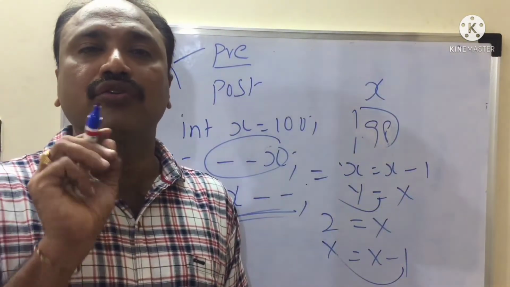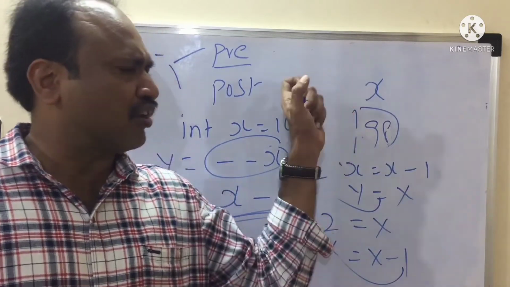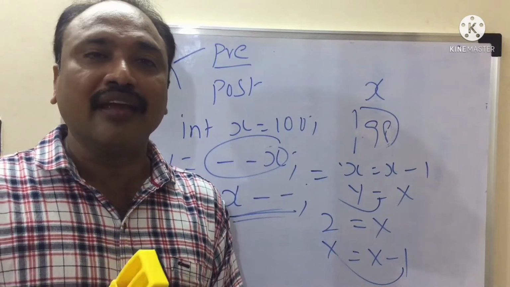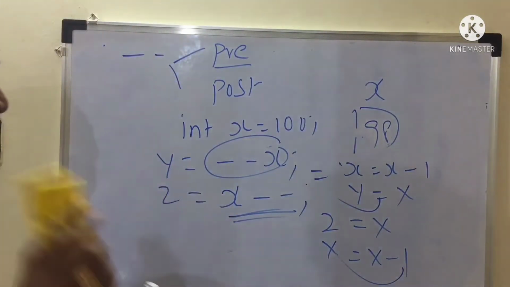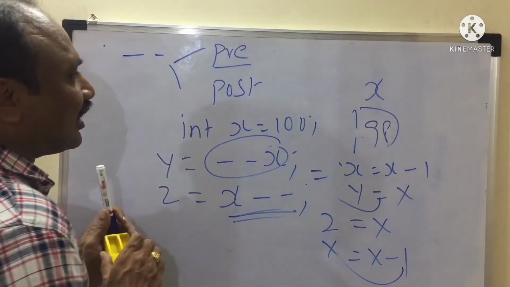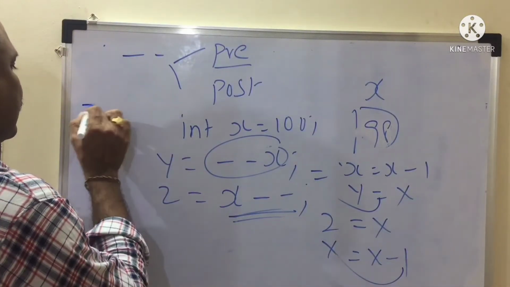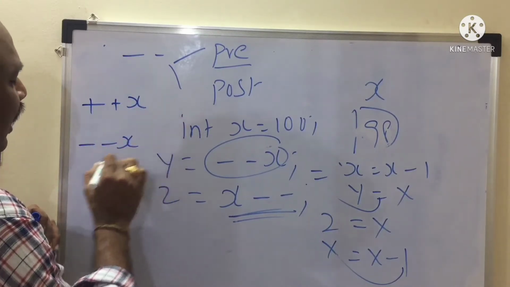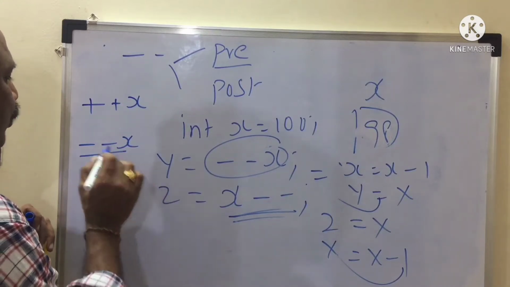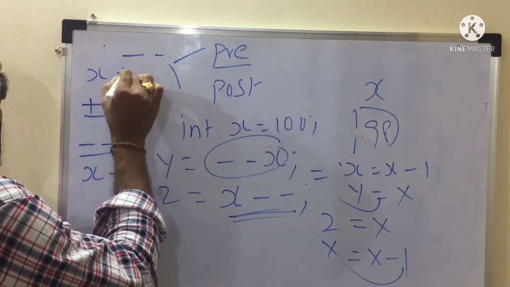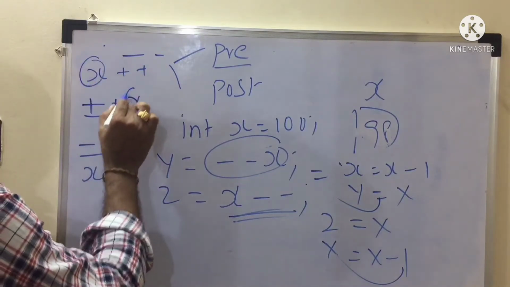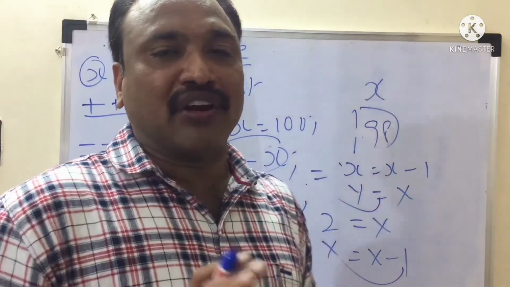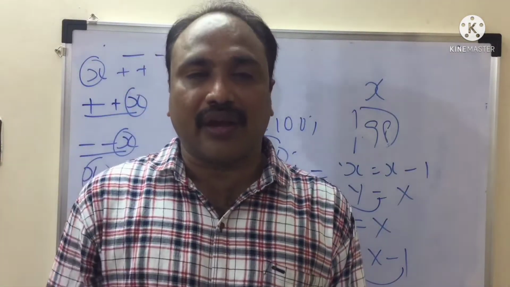Like this, you have to solve in your interviews. This is one of the very important interview questions. This is regarding increment and decrement. See, when you are going to use increment or decrement, either pre-decrement or post-decrement, pre-increment or post-increment, they are applied on a single variable. Hence, increment and decrement operators are referred to as unary operators.